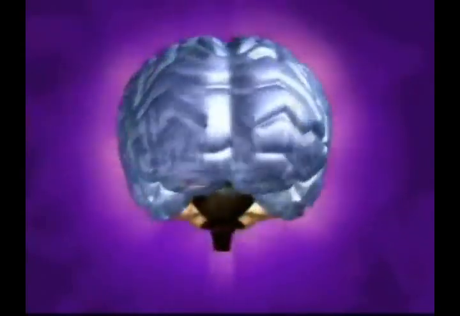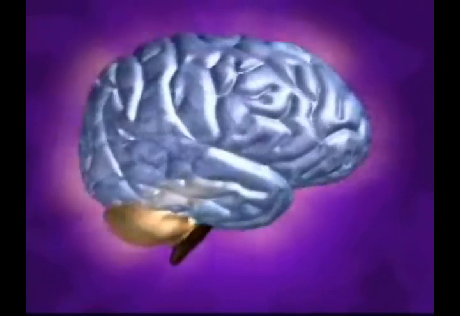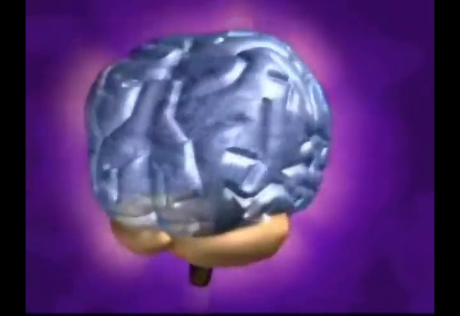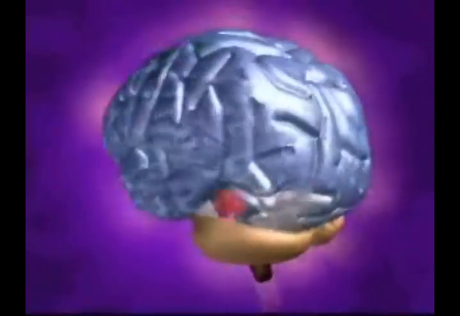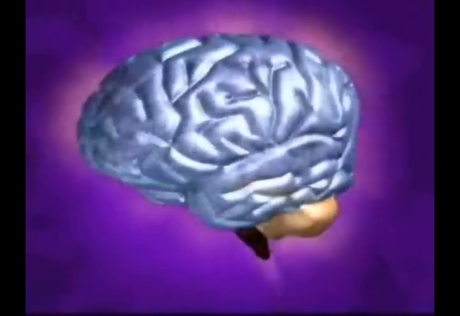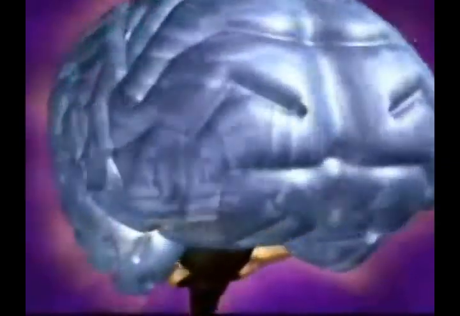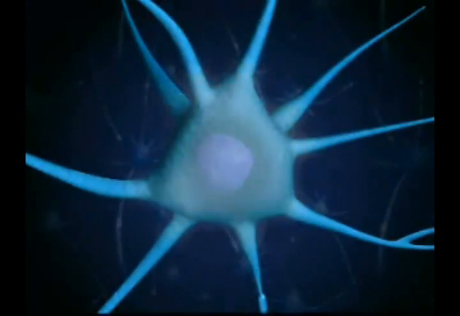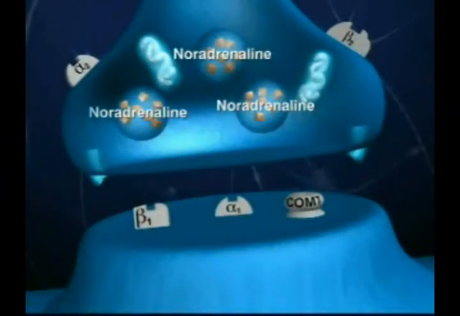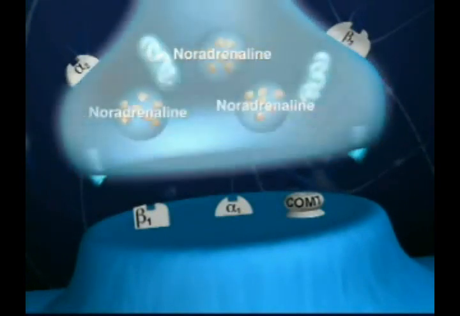In the central nervous system, noradrenaline originates in several discrete areas, especially the locus ceruleus. These areas send noradrenergic neurons throughout the brain that exert widespread effects. Noradrenaline is synthesized from the amino acid tyrosine in a sequence of enzymatic reactions culminating in the conversion of dopamine to noradrenaline in synaptic vesicles.